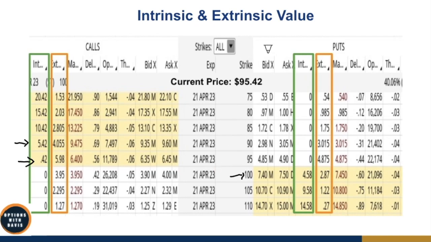So the important difference to understand between intrinsic value and extrinsic value is that at expiration, all extrinsic value will always go to zero, right? There is no value whatsoever for the extrinsic value when the option has expired. But whereas for intrinsic value, this doesn't change, right? Intrinsic value is basically how much in the money the option is, regardless whether it has expired or not. So this doesn't go away at expiration.